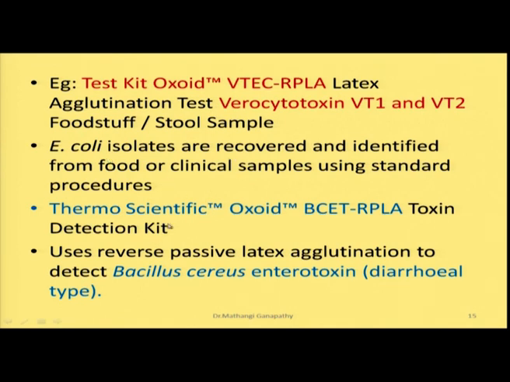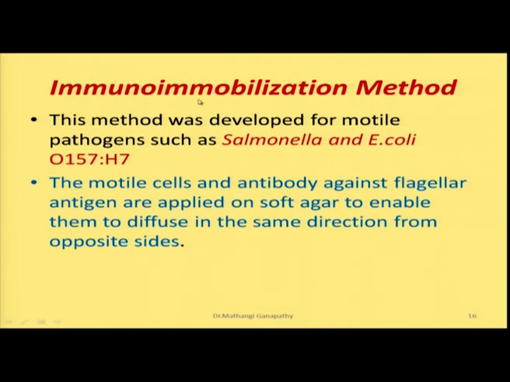Then you have the Thermo Scientific company's BCET RPLA toxin detection kit. This uses the RPLA technology to find the Bacillus cereus enterotoxin. This Bacillus cereus enterotoxin actually causes diarrhea, gastrointestinal disease. This is a foodborne disease. So, if you want to recall the food, or you thought that you got food poisoning by eating food from a specific source, to identify that it was the source, you can use this kit. So, you have a lot of commercially available kits which can detect the presence of bacterial toxins in the food.